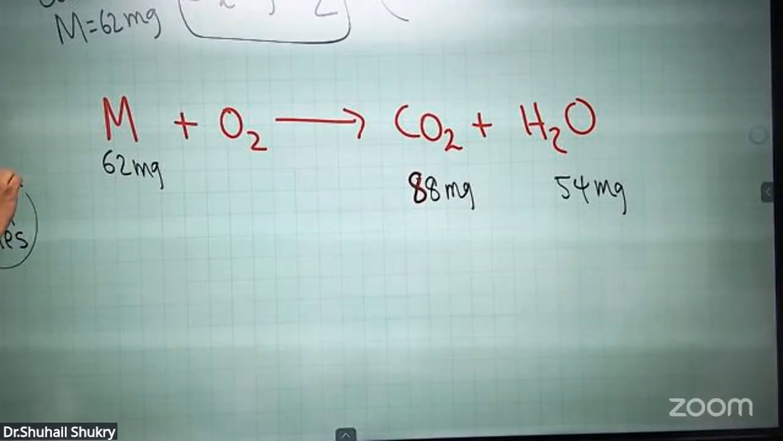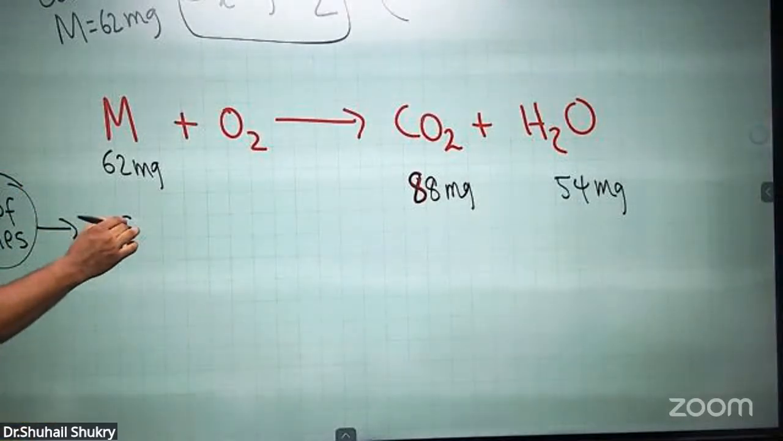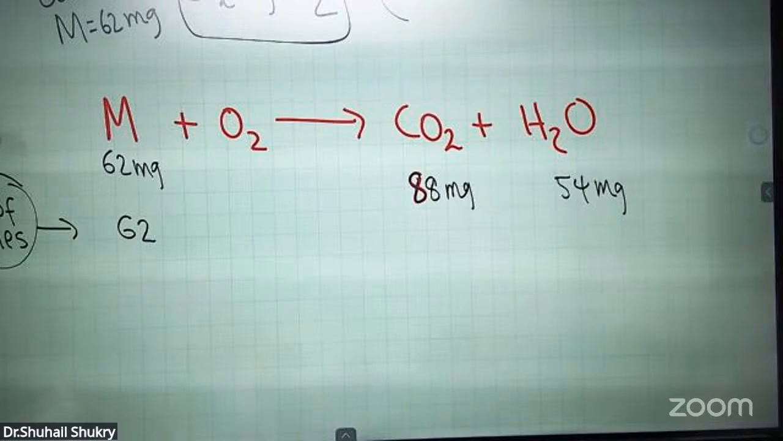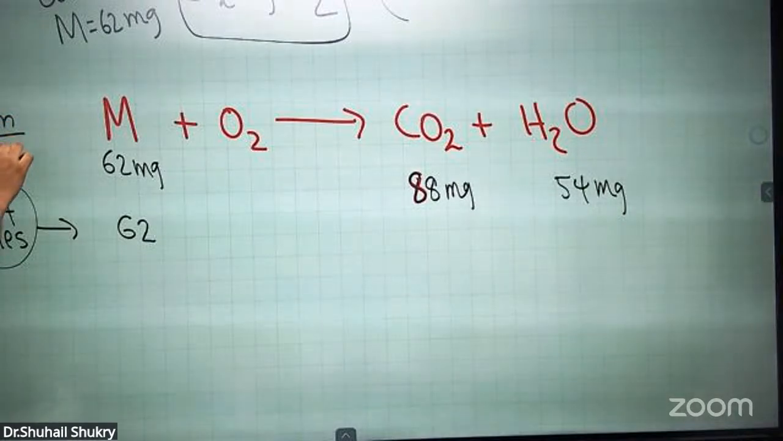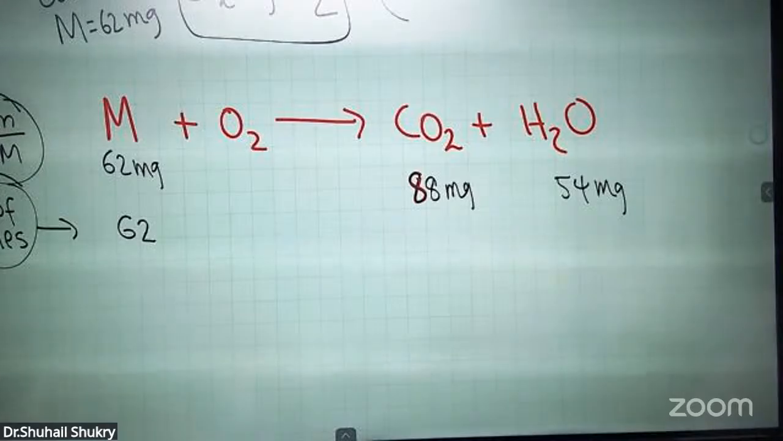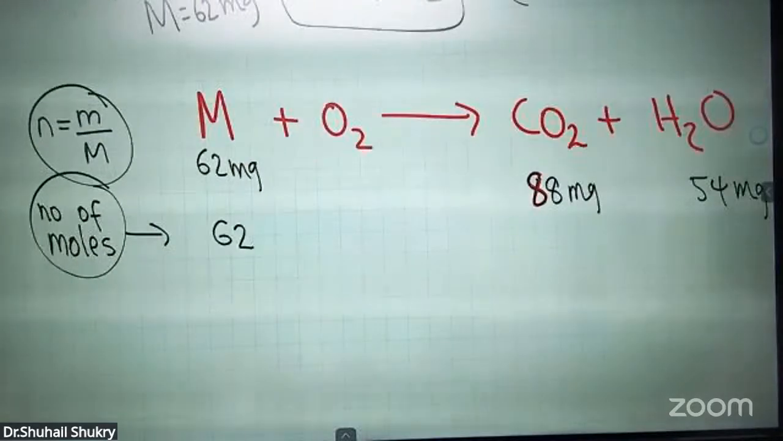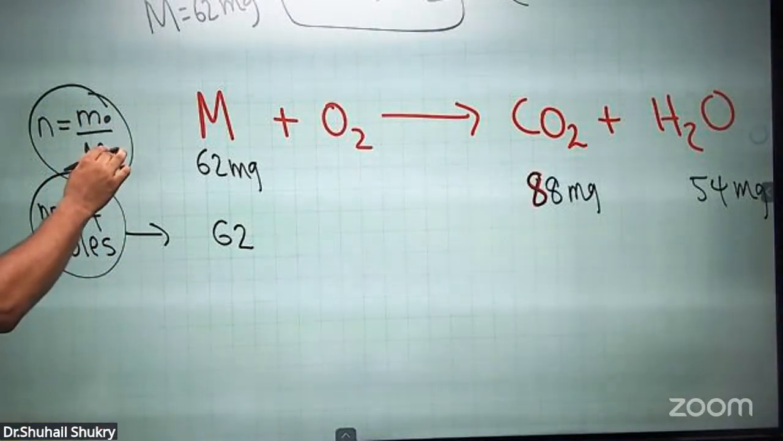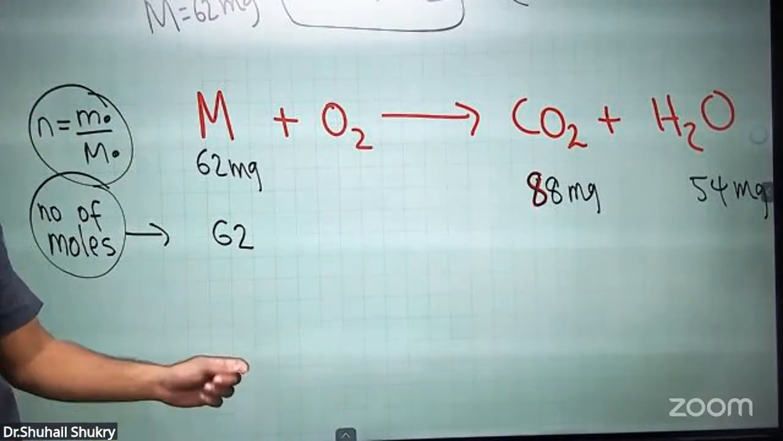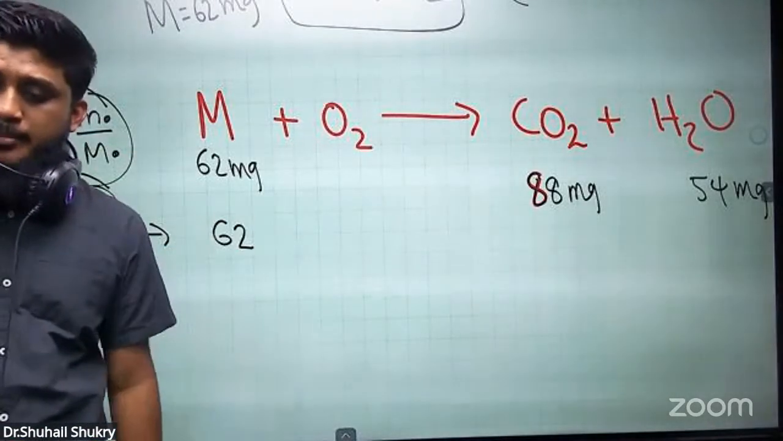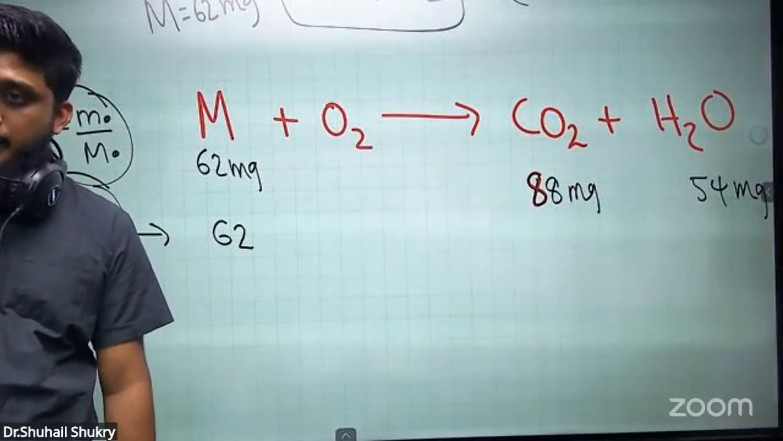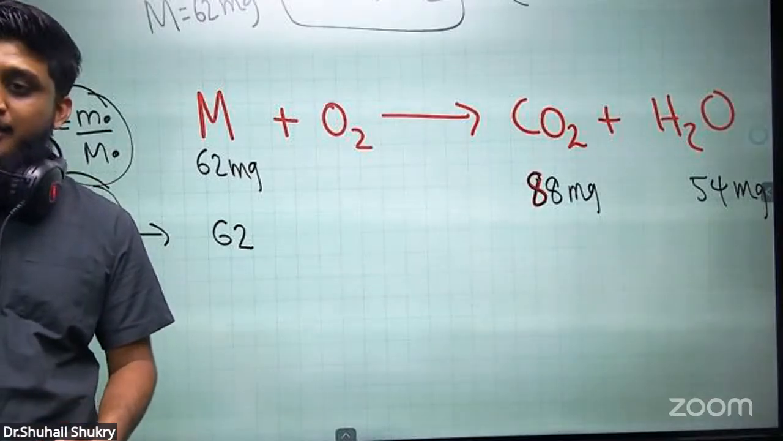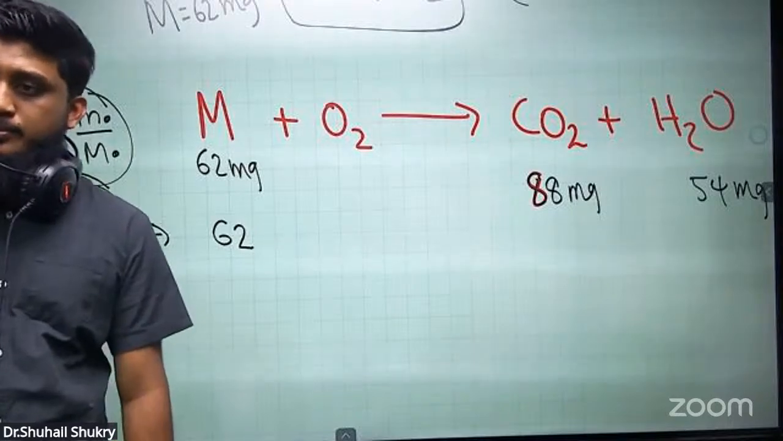How to find the number of moles, guys? What is the formula? Small n equals small m over capital M. I have to use this formula. Small m is mass and capital M is molar mass. Mass I have to put in grams, and capital M in grams per mole.